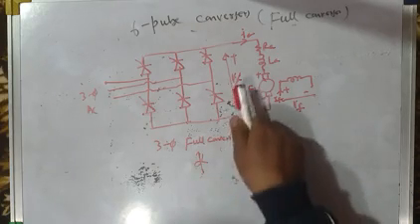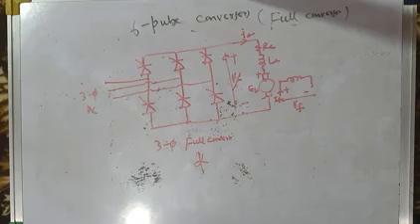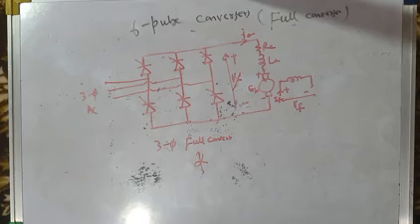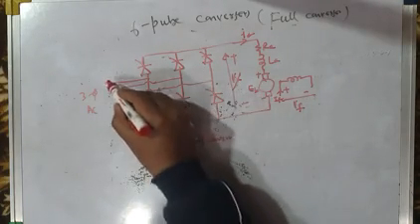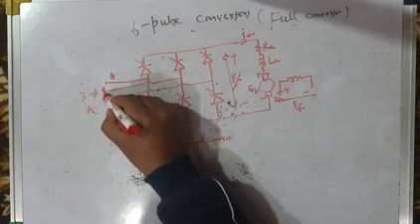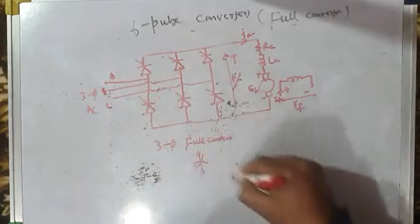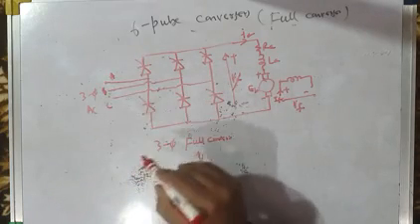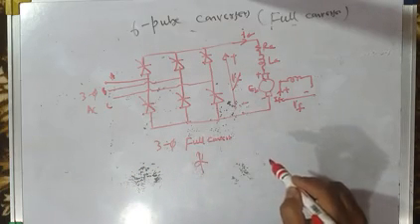You produce a controllable, variable armature voltage, and hence a wide range of speed control can be achieved. Why is it called a six pulse converter? Because for one cycle of AC, let's take phase A. This is phase A, phase B, phase C. If you take phase A, for one cycle of AC of phase A voltage, you get at the output six pulses of DC.